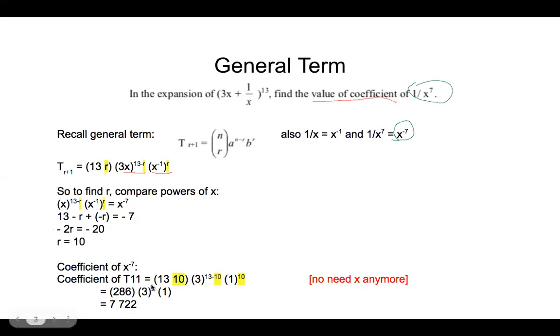It should go to 13 choose 10, which gives me 286, 3 power 3, which should give me 27, 1 power 10. Thankfully, it was 1, because in this case there was no real number in front of the x power -1. The number in front was 1, so it just goes to 1 power 10, right? And from there, they should give us 7,722.